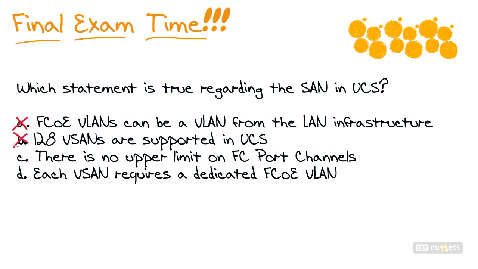There's no upper limit on Fibre Channel port channels. No, there is an upper limit. We said there were 4 port channels supported. The port channels could consist of 16 ports. And finally, each VSAN requires a dedicated Fibre Channel over Ethernet VLAN. That is absolutely true. We set that up when we are creating the VSAN, and that is indeed our correct answer.